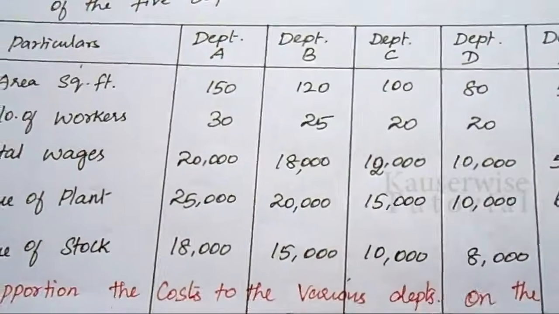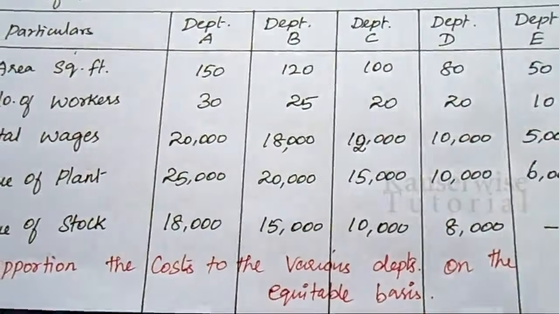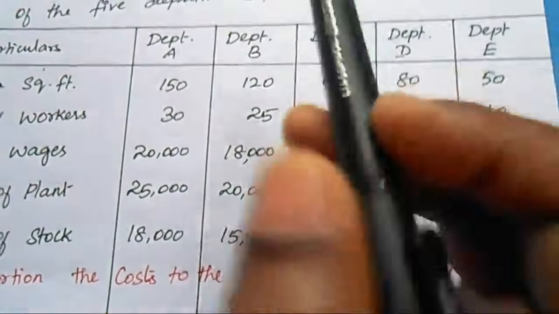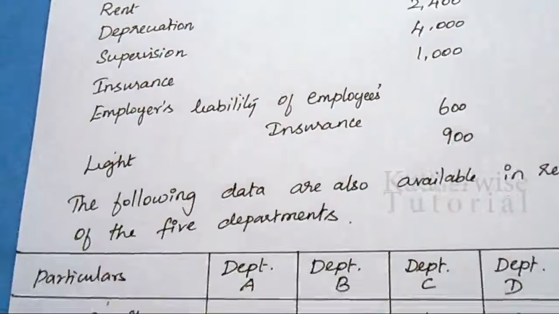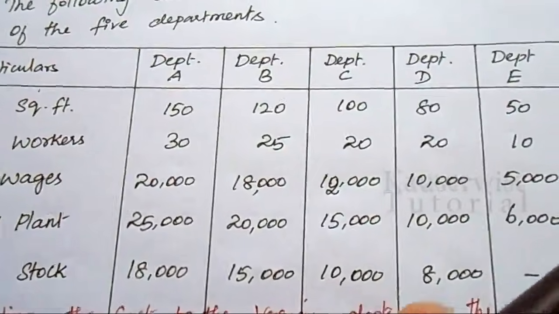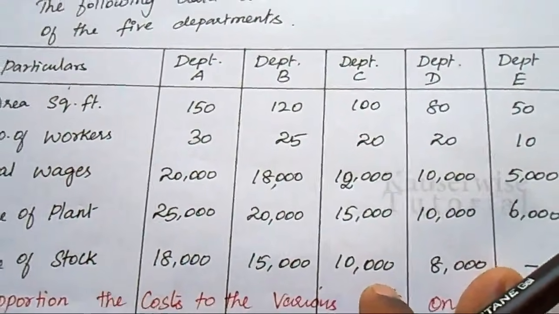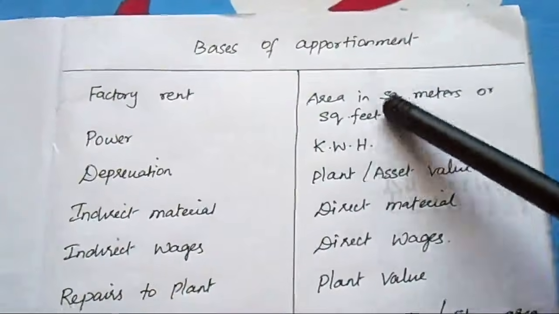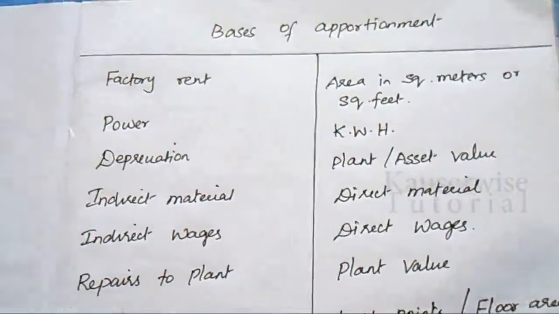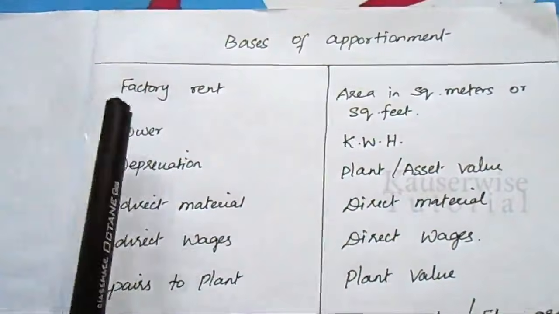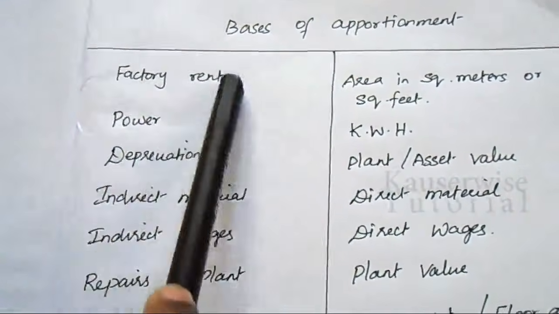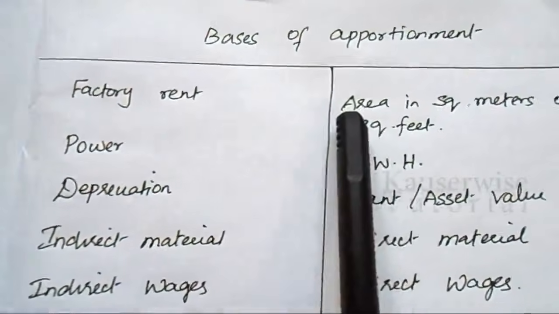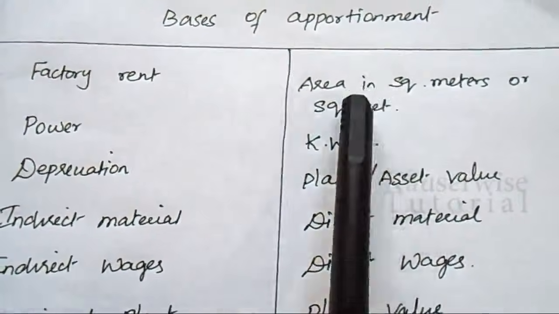Okay, on an equitable basis. So we need to follow some base in order to apportion each and every expense into different departments; this is called apportionment. Before we solve the problem, let us see what the various bases of apportionment are. Based on that, you can easily apportion all the expenses into different departments. These are the bases of apportionment. Based on this, you can easily solve this problem. For example, factory rent: the rent is paid based on the area. You need to find how much area is occupied by each and every department.